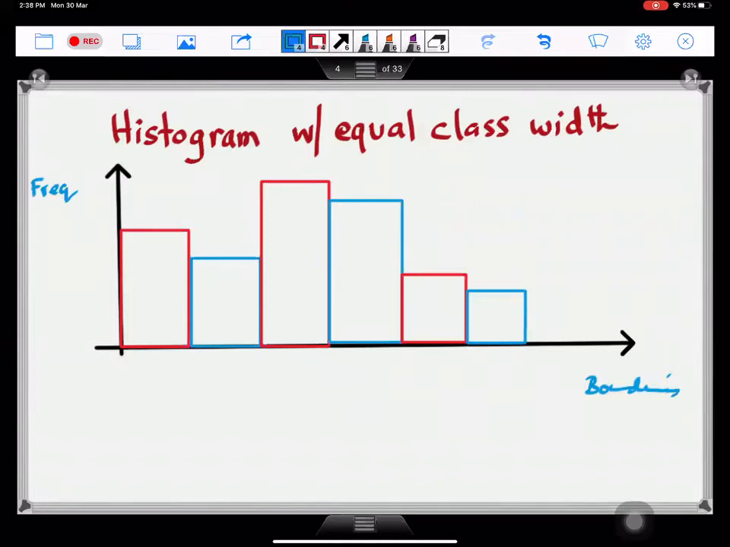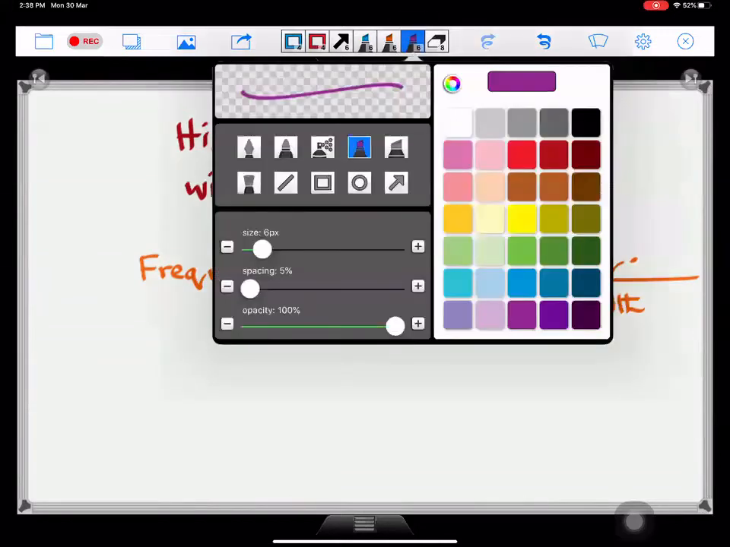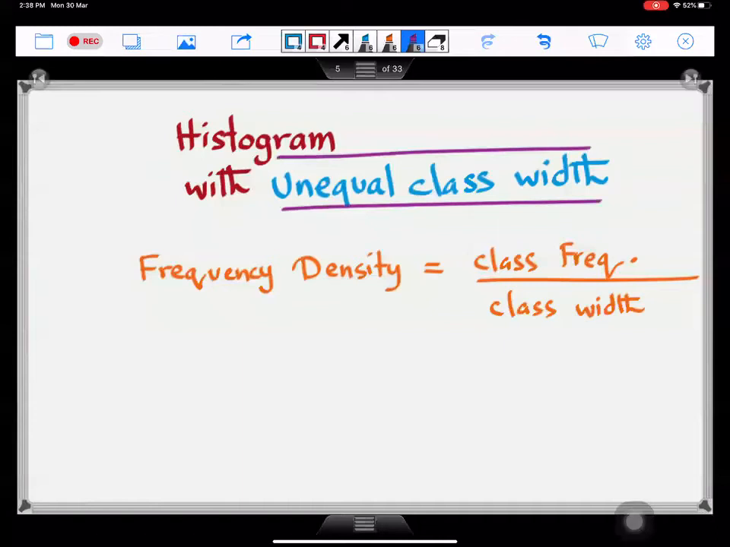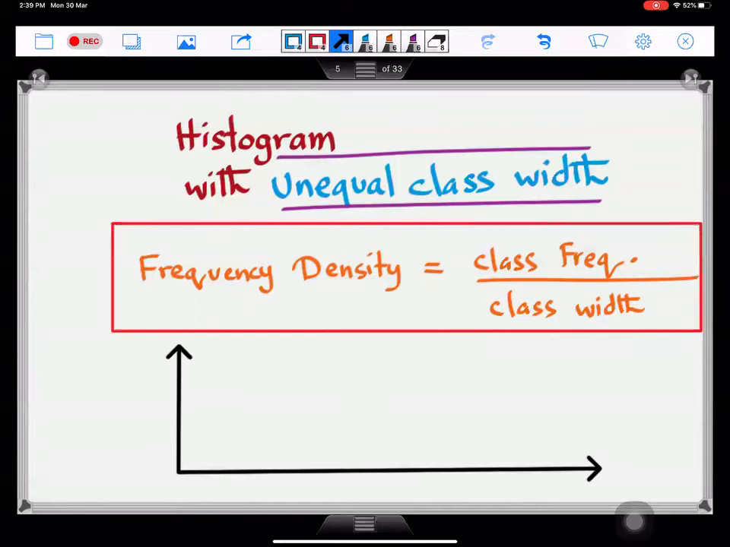But this is so basic that the examiner usually doesn't ask for histogram with equal class width. It asks for histogram with unequal class width. That's the challenge. Whenever it's histogram with unequal class width, remember the concept. Frequency density is class frequency over class width. And this time what will happen is that your horizontal axis would still be boundaries as before.